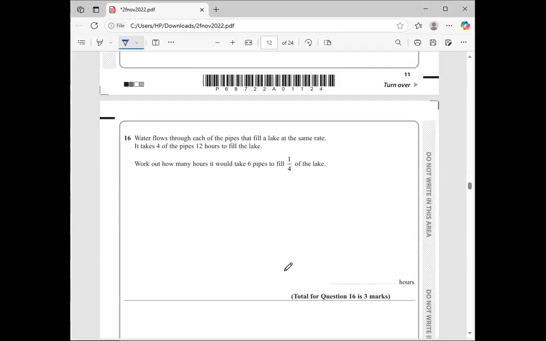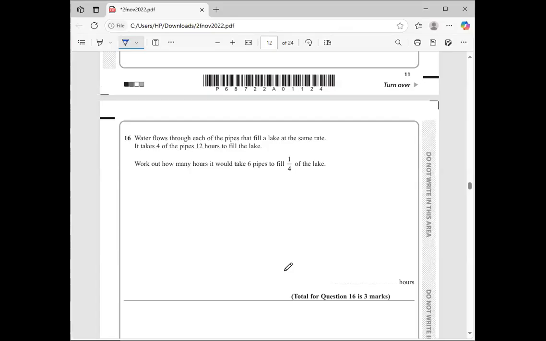So how do we establish that fact? Well, let's look at it very well. It says 4 of the pipes take 12 hours to fill the lake. So if you divide the lake into 4, then that means if it takes 12 hours to fill the whole thing, it will take 3 hours to fill a quarter of the lake. Am I right? Yes. So now that we have established that fact, let me write it down.